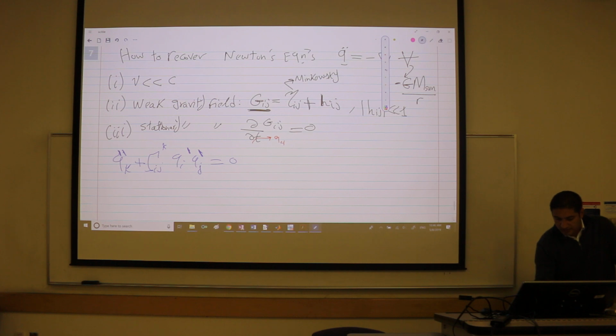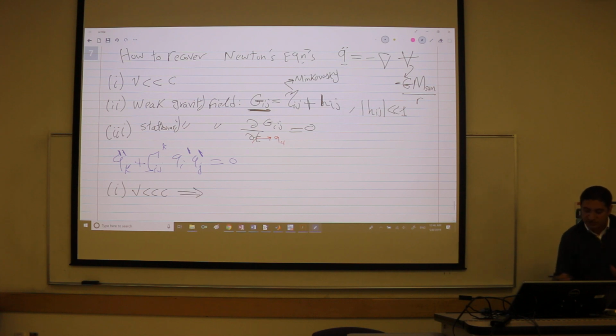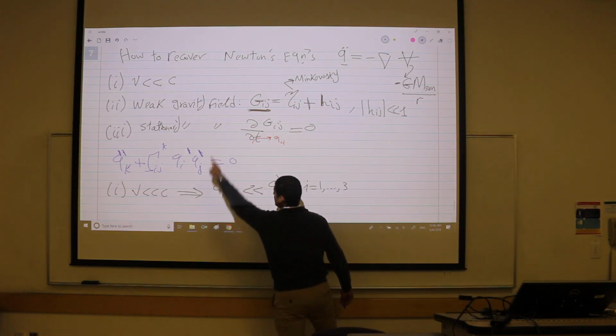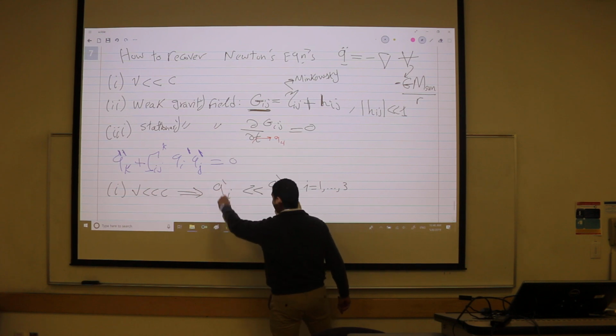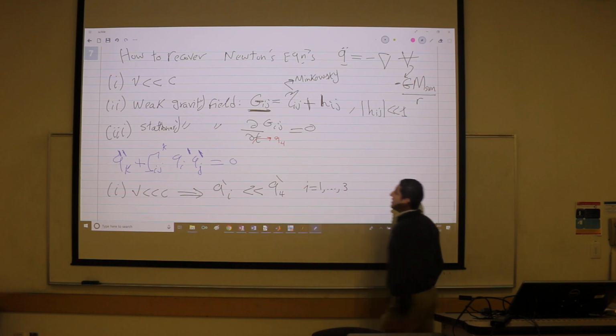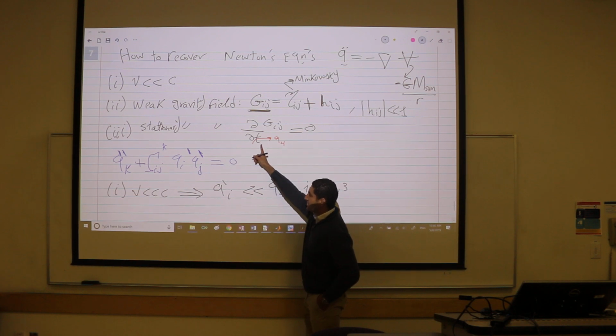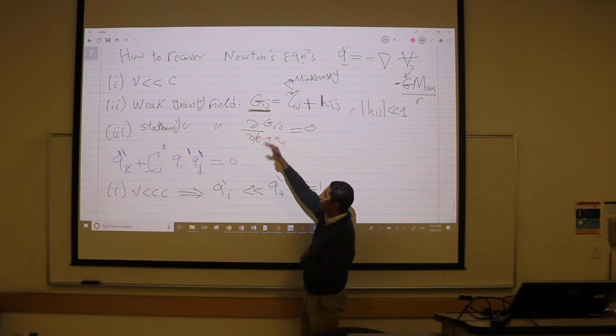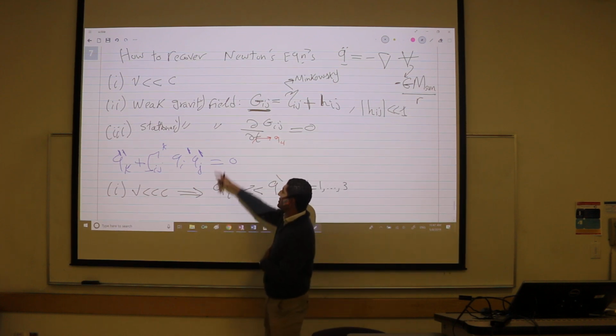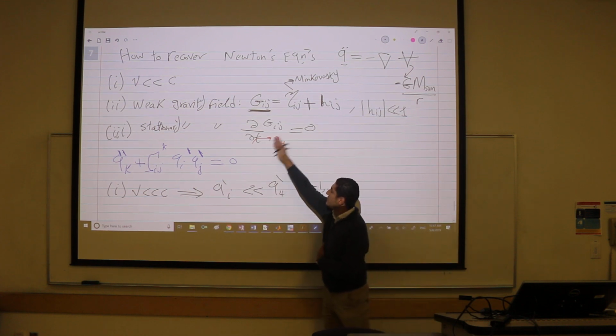So the first requirement, or the first property, is V is less than C. It implies that all the changes of the space, Qi prime, with i equal 1, 2, 3, the changes in the speed, are much less than the speed of light. This guy, Q4, is T, or like I said, sometimes it's C times T. Let's consider that all velocities are normalized by C. So these represent V divided by C, and this guy is just dt by dt.